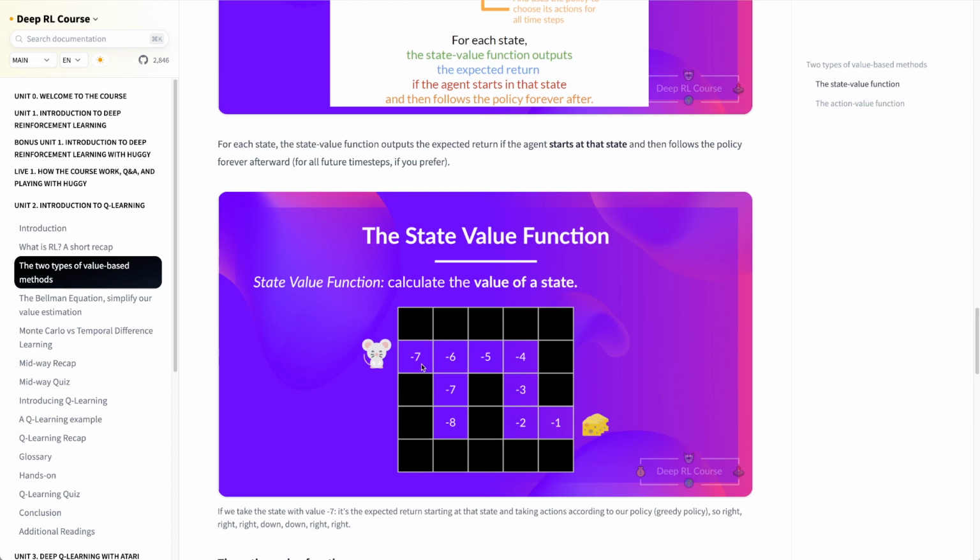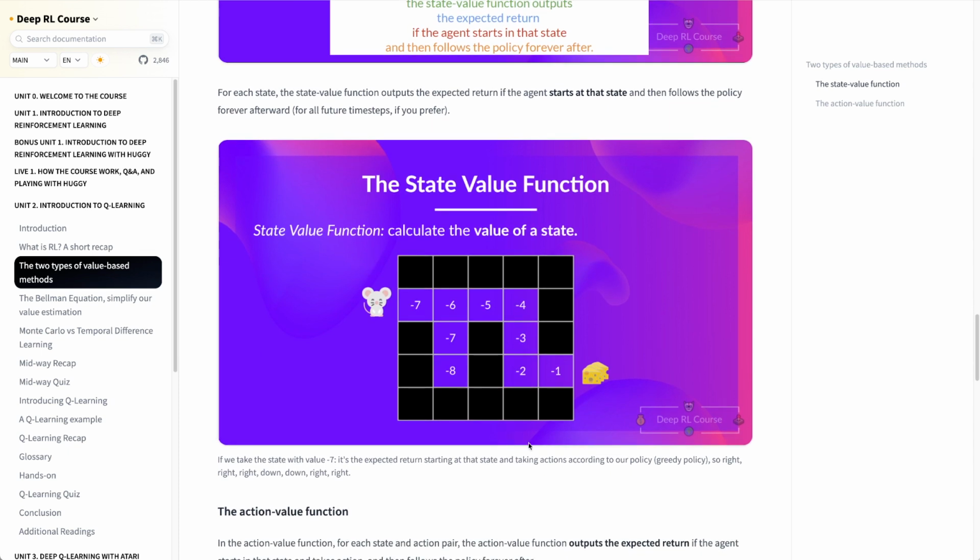So assuming that you have these 9 possible states that you can be in. Here is a detour. This path goes directly to the G's. We find the value of that. So presumably each step is -1. So as you move further and further away from the G's, the value of being in that state is -1 for each one of these boxes. So if we take the state with value -7, it's the expected return starting at that state and taking actions according to our policy. So right, down, right.